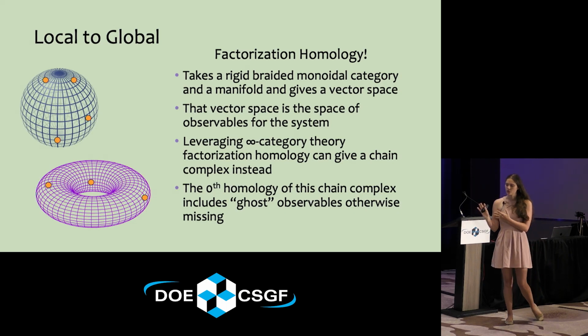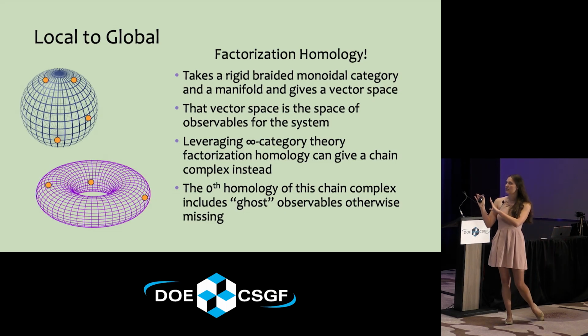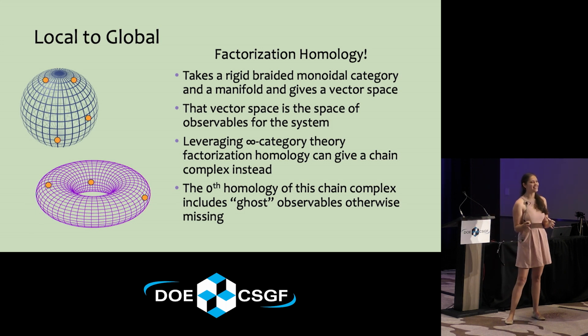This can help you go to a global sense, but this hasn't been quite enough to fully understand the global observables. They were missing some, which my advisor affectionately calls ghost observables, because nobody could find them. Nobody understood why they were there. But if you take factorization homology and you infinityize it, instead of looking at normal categories, you change everything to infinity categories, then these ghost observables do become visible. And how they become visible is instead of giving a vector space, you'll see you get a chain complex.